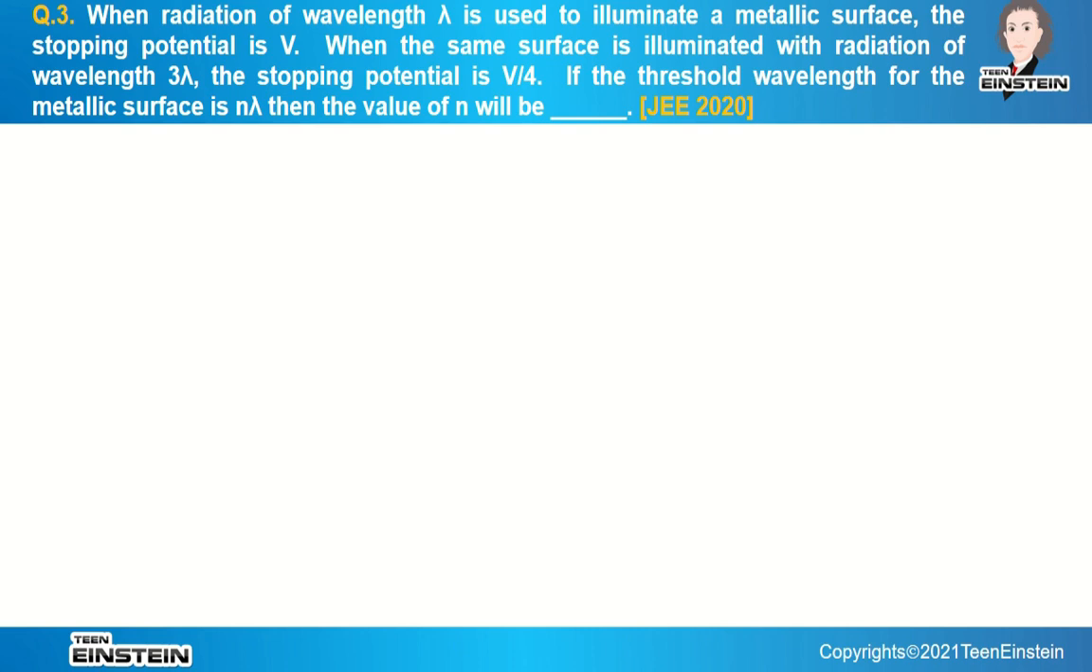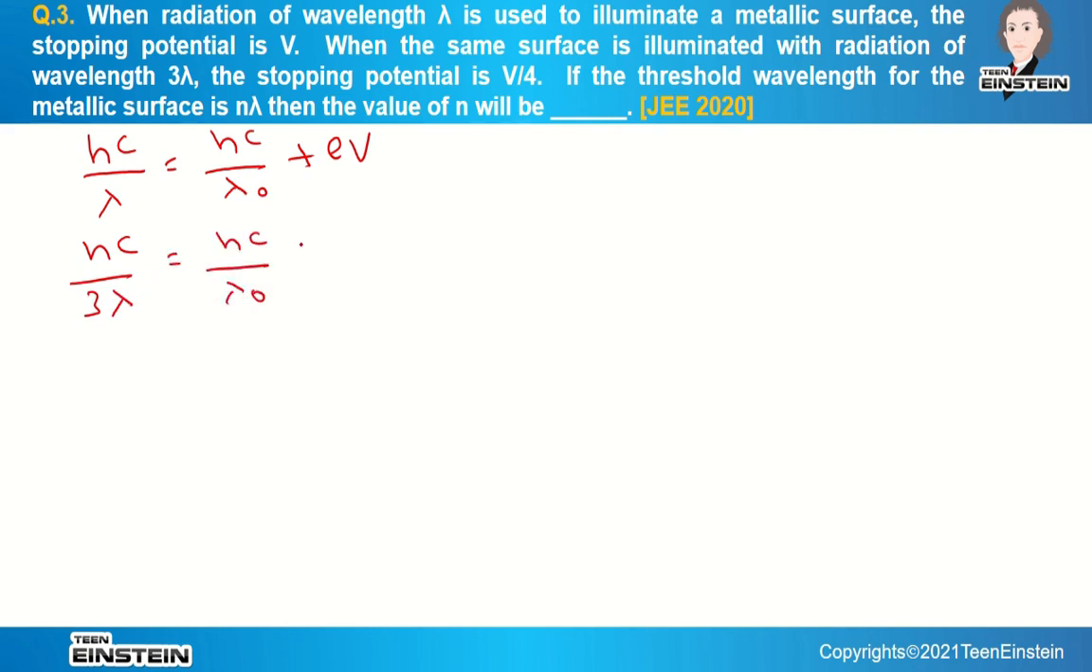So you know the general formula, hc by lambda is equal to hc by lambda naught plus eV. Okay, so here they have given it as, when the same surface is illuminated with radiation of wavelength 3 lambda, the same thing will become hc by 3 lambda equal to hc by lambda naught plus e into V by 4, because what happens is the stopping potential becomes V by 4.